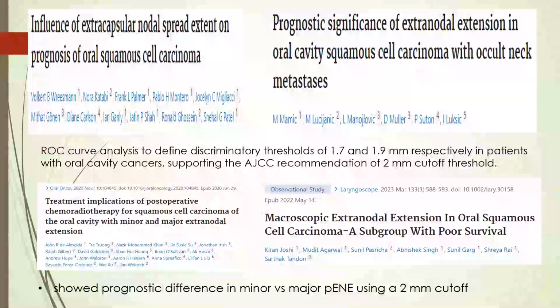Even studies like Briesman et al., which studied the influence of extracapsular nodal spread on prognosis, then Mamick et al., all these studies did a ROC curve analysis and showed that the 1.7 and 1.9 millimeter cutoff is proven, and thus they supported the AJCC recommendation. And even recent studies now, like Almeida et al.